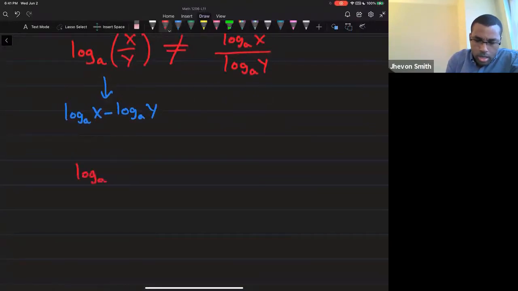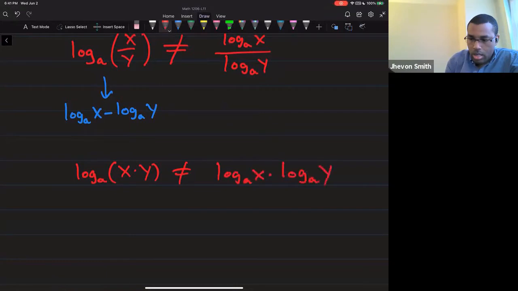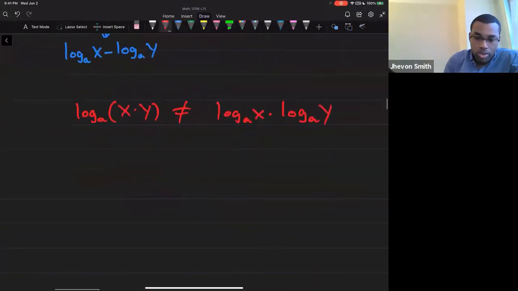Similarly, log of x times y is not the same as saying this, right? Remember, we have rules. There are rules to this thing. We know that this is actually an addition.